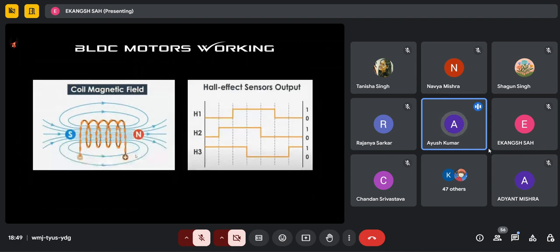The left diagram shows how the poles are generated in a current carrying coil. If the current in the coil is moving in the clockwise direction, seen from the front view, then it denotes the south pole. And if the current is moving in the anti-clockwise direction, then it denotes the north pole. The right diagram shows the Hall effect sensor's output. It's a sequence of 1 and 0 voltage generated. 1 corresponds to when it encounters the north pole from the permanent magnet of the rotor, and 0 is when it encounters the south pole from the permanent magnet of the rotor. Next slide.